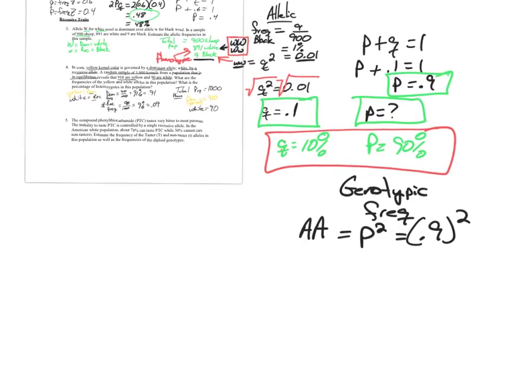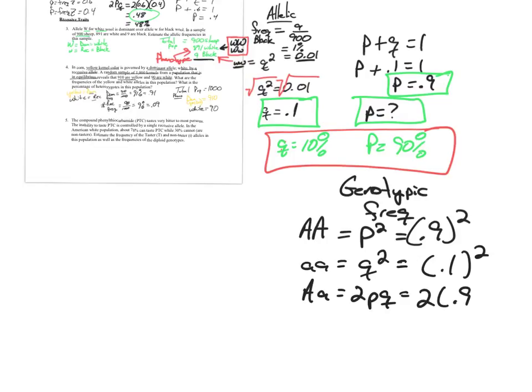I'm not going to do it. And if you want to know little a, well, that's easy. That's Q squared, which equals 0.1 squared. And if you want to know the heterozygotes, in other words, big A, little a, then you go 2PQ, which is equal to 2 times 0.9 times 0.1, right? But those are genotypic frequencies. We don't have to do that because that wasn't asked of us in the problem.